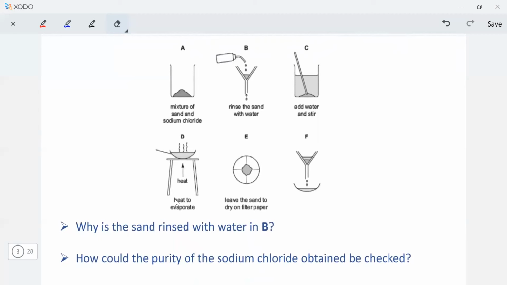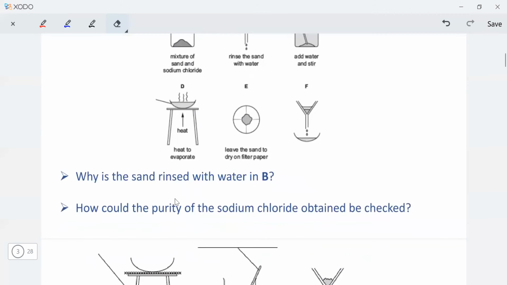How can you check the purity of the sodium chloride? How can I check the purity of any substance? By checking the melting point, or by checking the melting or the boiling point. A pure substance has sharp boiling and melting points.